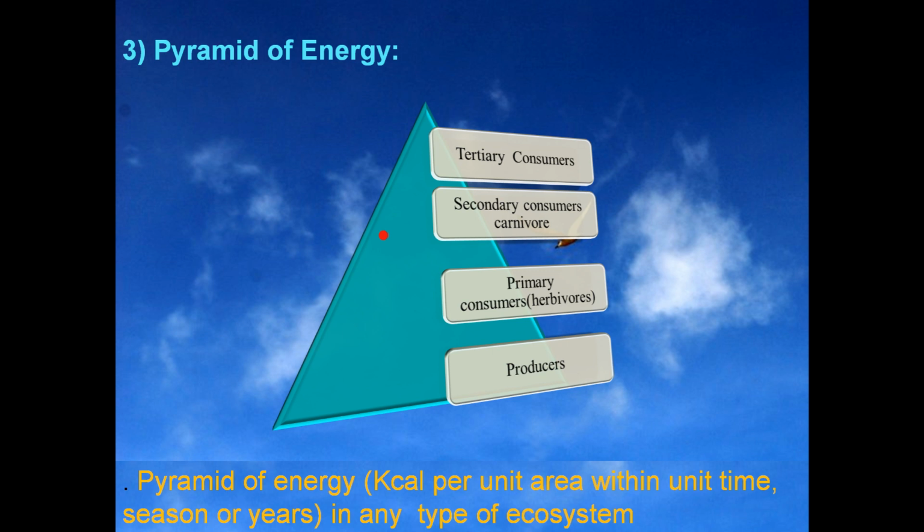So a lion that eats the deer gets an even smaller amount of energy, and this usable energy decreases from sunlight to the producers to the herbivores to the carnivores, and therefore that particular energy pyramid is always upright.